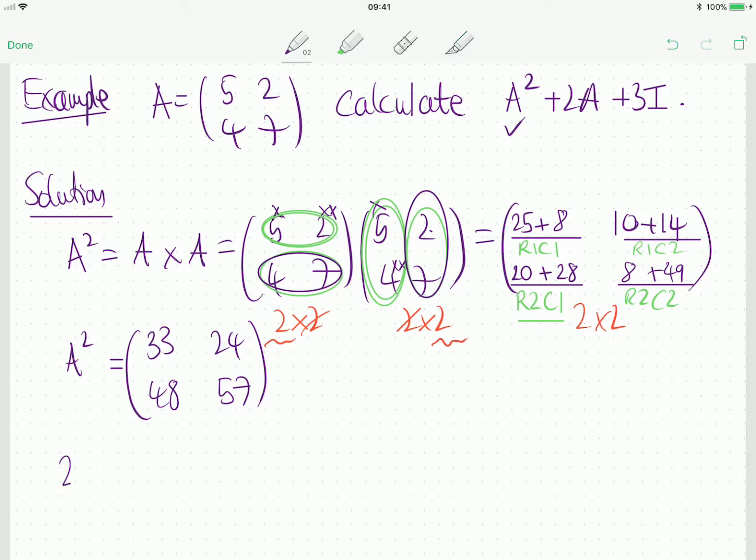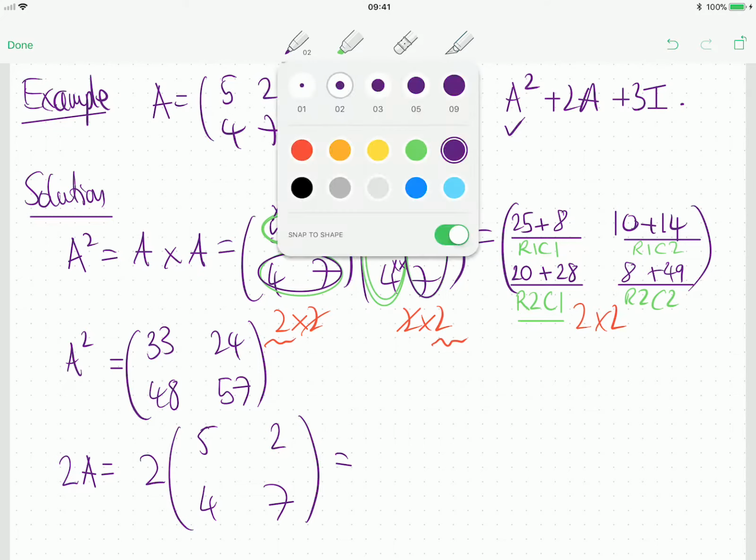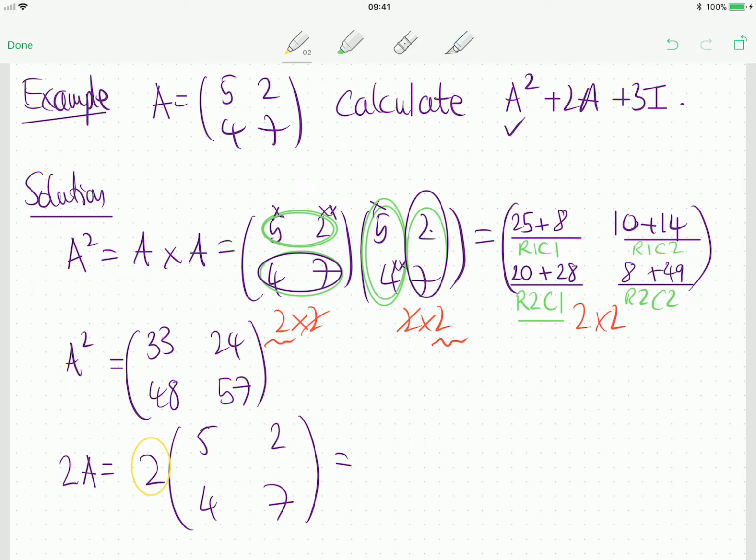The second term, we need 2 times A. This is a different type of multiplication called scalar multiplication. Scalar multiplication just means multiplying some scalar, which is just some number, by some matrix. We do that by multiplying the scalar by every number in the matrix. So just multiply everything inside by 2. That gives the second term: 10, 4, 8, and 14.